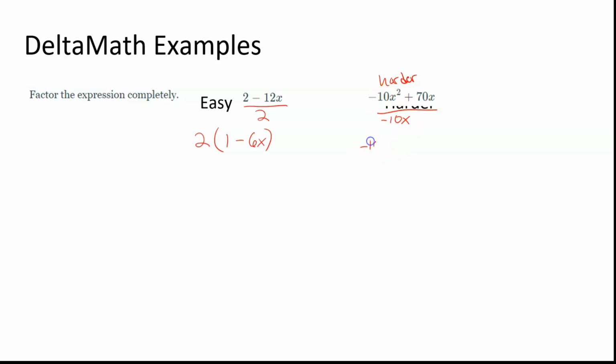I'm going to have negative 10x in front. Negative 10x squared divided by negative 10x: this negative 10 will cancel, and one of these x's will cancel. I still have one left, so that x is going to remain inside. And then I'm going to take 70x divided by negative 10x. So 70 divided by negative 10 is negative 7, and then my x's here are going to cancel. So that is what's left on the inside. Now I have a greatest common factor on the outside right here, and then my remainder on the inside.